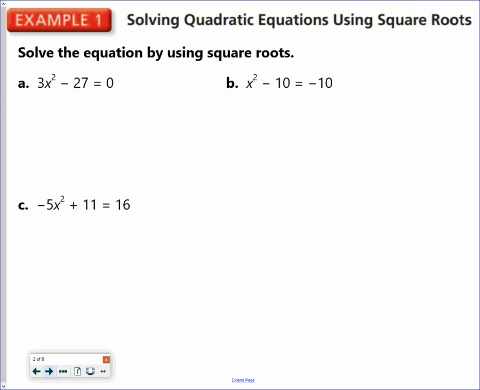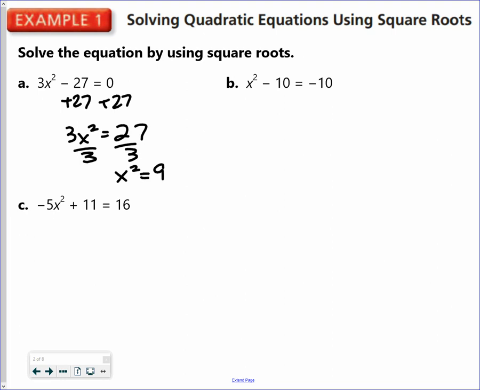So here we go. I want to solve this question. Normal solving of a problem. So you're going to add 27 to both sides. Divide by 3 to both sides. And then here's the part that we need to solve using the square root property. X squared equals 9. I want to take the square root of both sides.